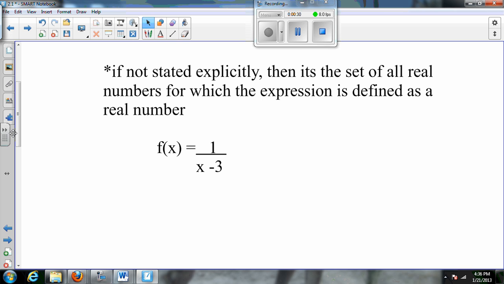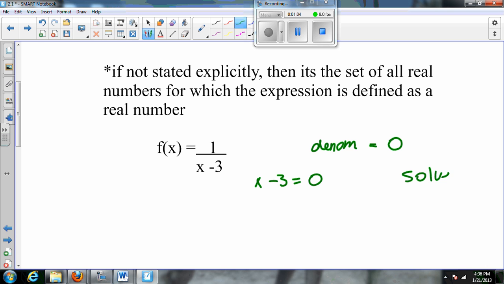For example, if we have f of x equals 1 over x minus 3, there is no domain stated, so it's whenever x is defined as a real number. So the only time it's not defined as a real number is when the denominator equals 0. So to find what value that happens at, we take the denominator and set it equal to 0, solve for x. So add the 3, x equals 3.